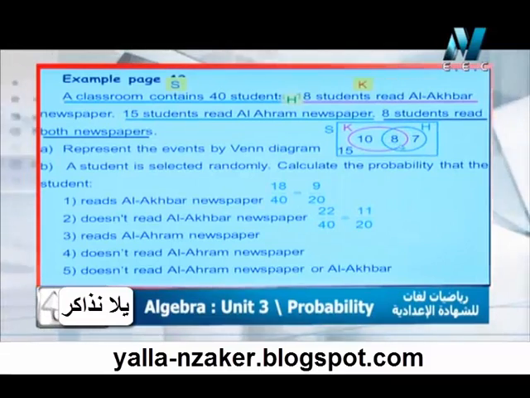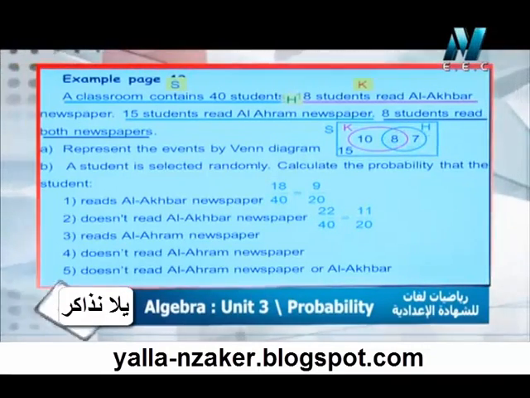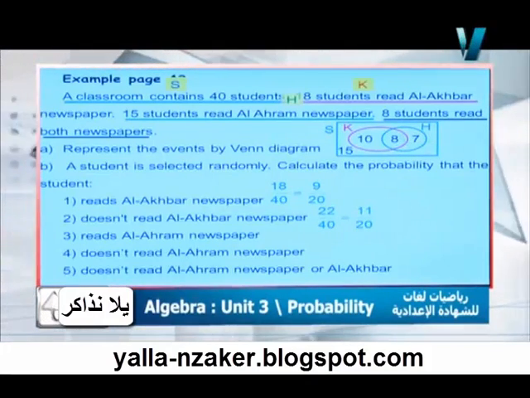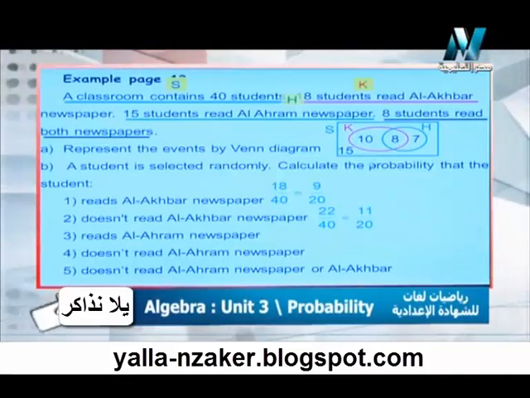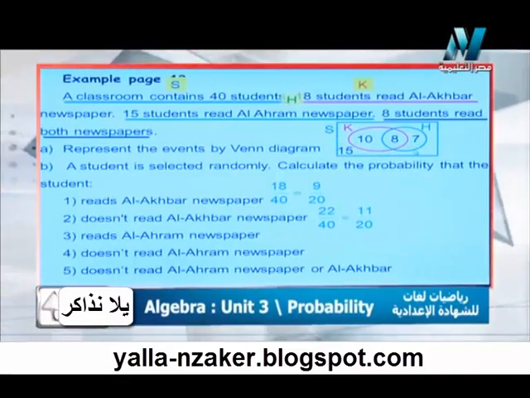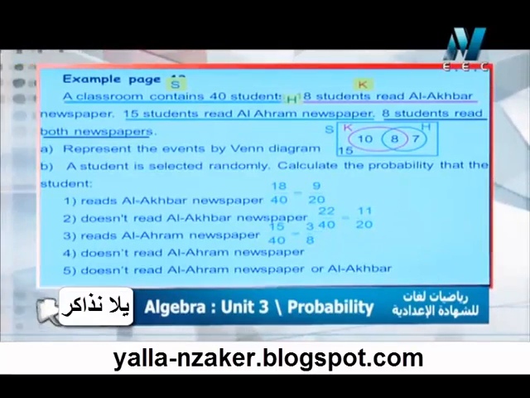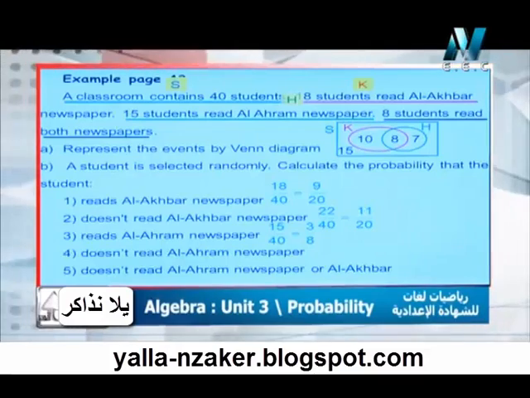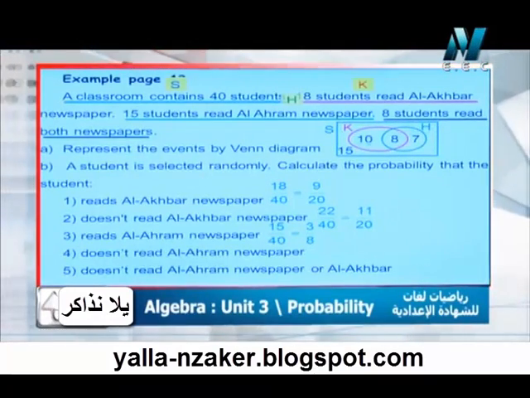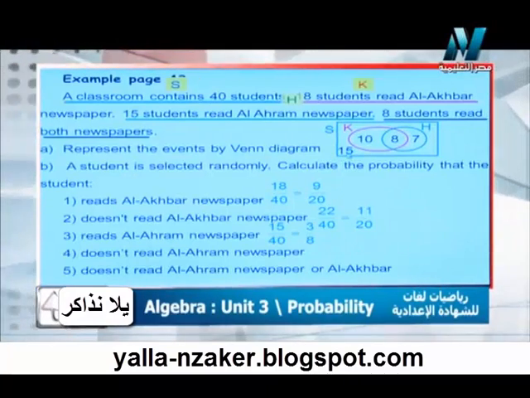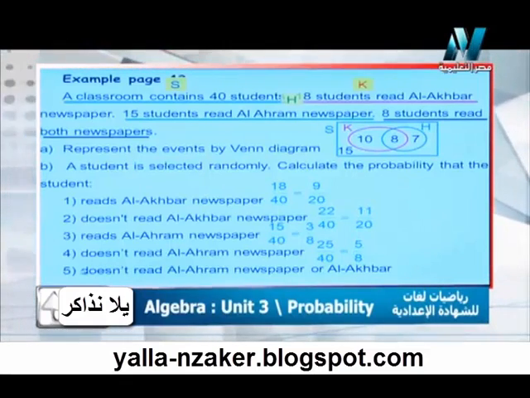The question didn't say الأهرام only. And for the Ahram newspaper, we have 15 students read Al-Ahram newspaper. So the probability that the selected student reads Al-Ahram newspaper is 15 over 40 and the simplification is 3 over 8. Number 4, doesn't read Al-Ahram. It means the complement of H. The complement of H is 10 plus 15, and the answer is 25 over 40 and its simplification is 5 over 8. Let's see the next one.